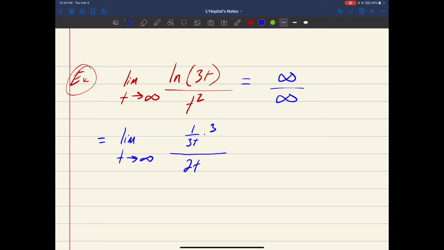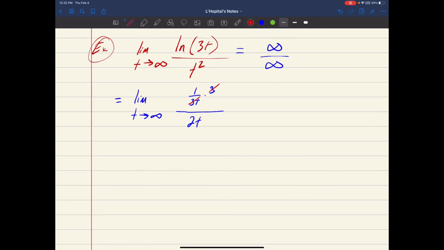All right, now I can cancel these 3's. I'm going to rewrite this so it looks easier to look at. So then I have 1 over t times 1 over 2t. So all I'm doing is avoiding the division of flipping fractions just by factoring that numerator out. So this is now 1 times the limit as t goes to infinity of 1 over 2t squared. And if we plug in infinity, the denominator is going to grow endlessly. So you'd have 1 over infinity, which is going to tend to 0.